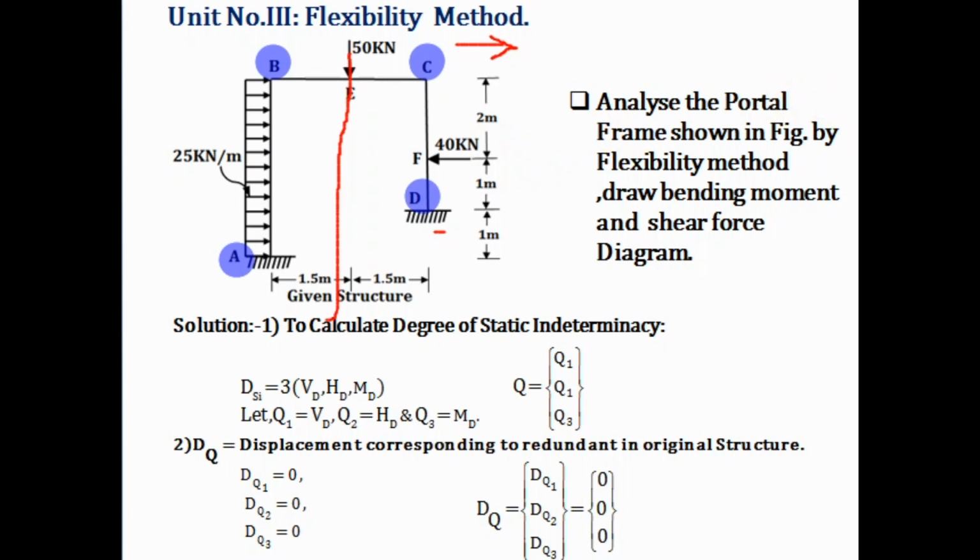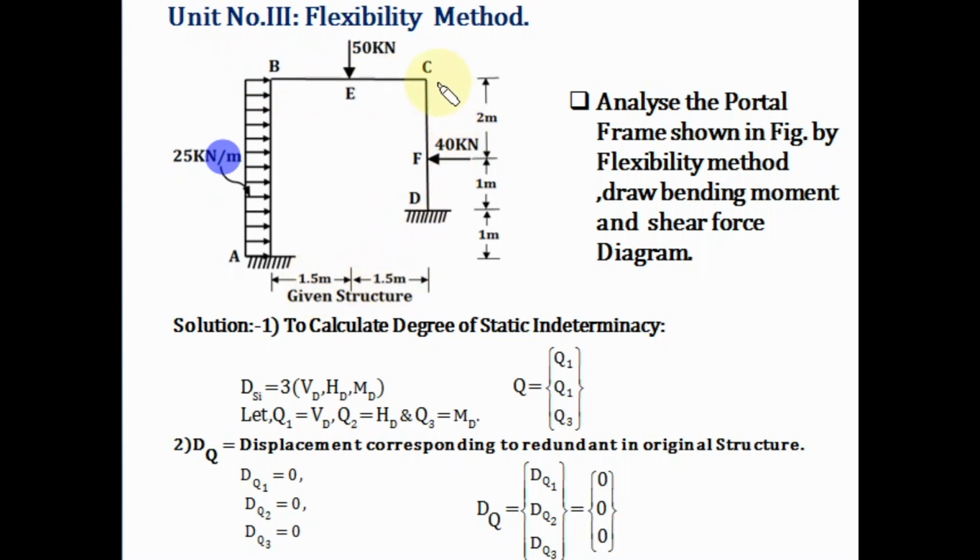Now in this numerical, the member AB is loaded by a uniformly distributed load of 25 kilonewton per meter, and the length of the member AB is 2 plus 2, that is 4. The member BC is loaded with a point load of 50 kilonewton at the center, at a distance of 1.5 meter from B. The total length of member BC is 3 meter.